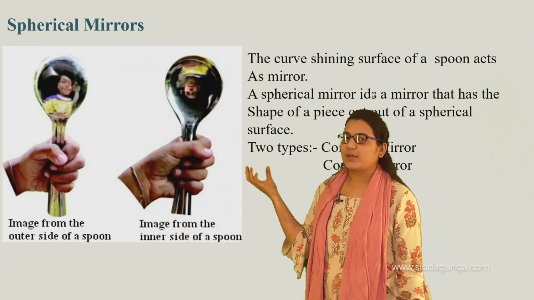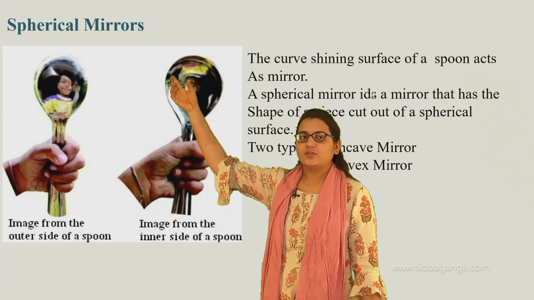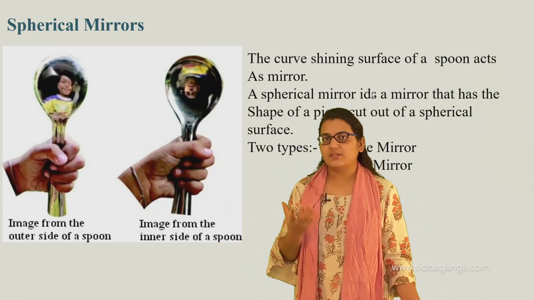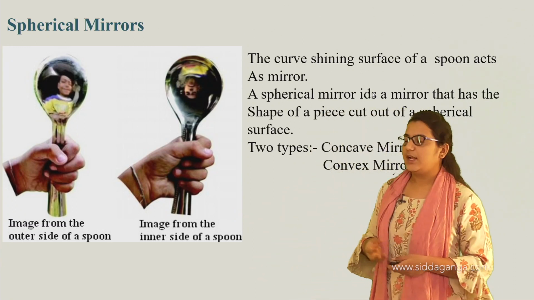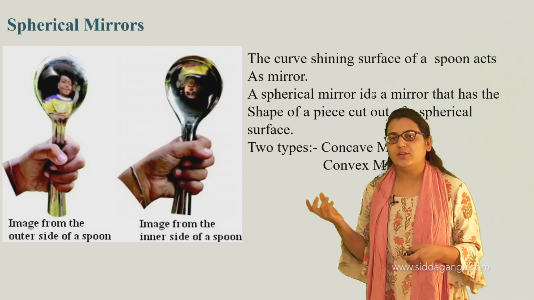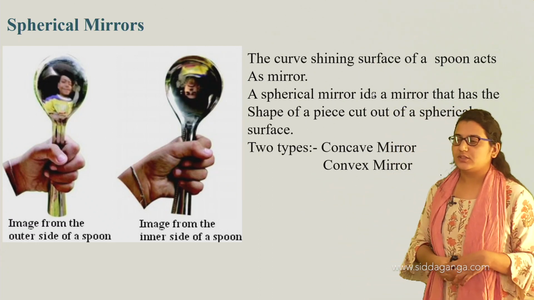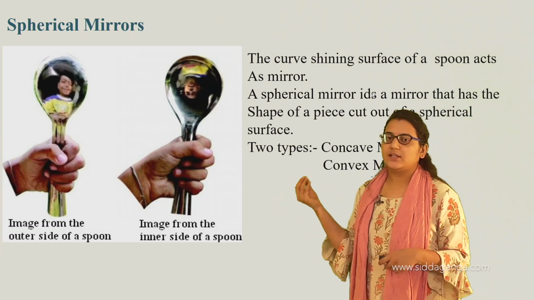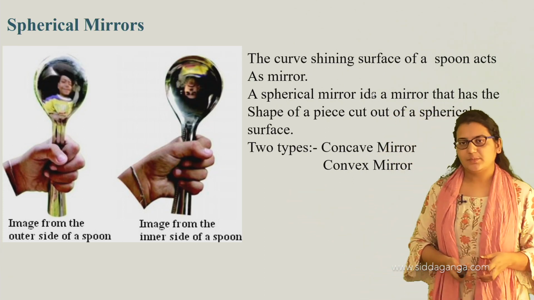This is a spherical mirror, we can say. The surface is spherical, right? So spherical mirrors are nothing but mirrors which have the shape of a piece cut out of a spherical form. In spherical mirrors we have two types, concave mirror and convex mirror. These are very important names that you have to remember: spherical mirrors are of two types, concave mirror and convex mirror.